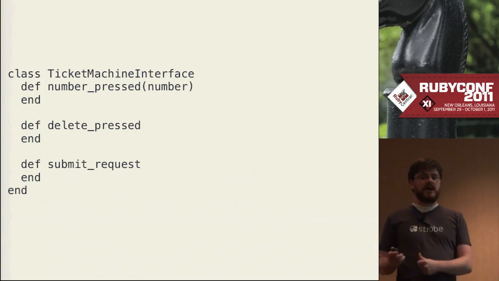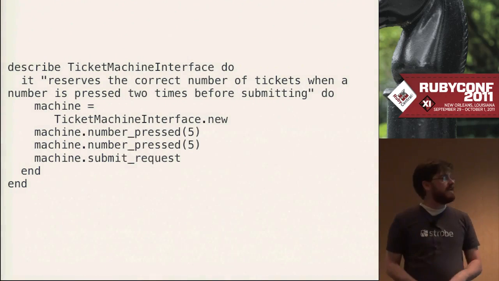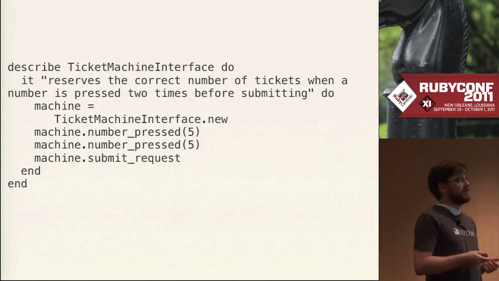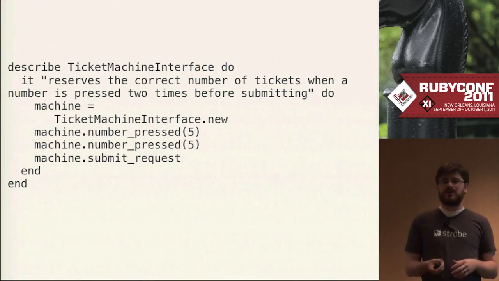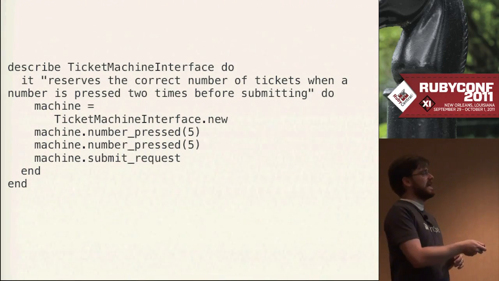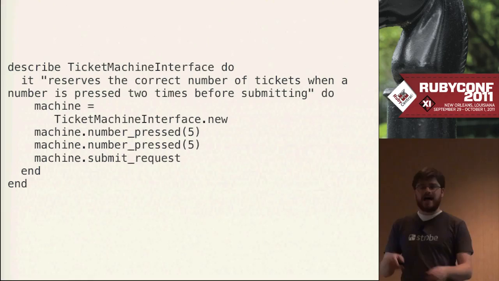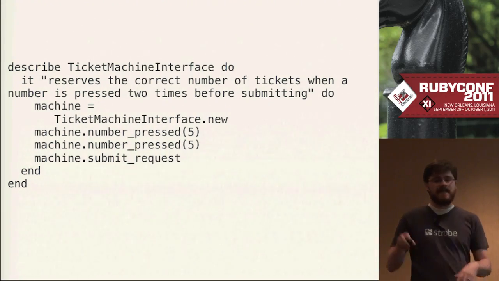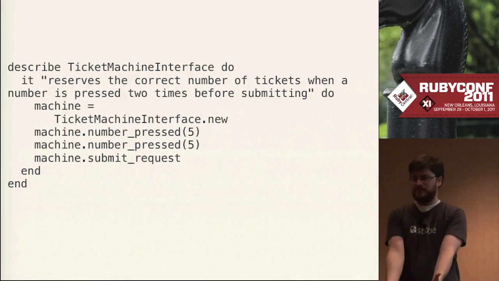Well, I'm going to come up with a scenario that is going to demonstrate the domain logic of this behavior. It reserves the correct number of tickets when a number is pressed 2 times before submitting. And I would say, okay, here's a scenario, kind of like what Jim was talking about earlier. Given a ticket machine interface, when I press 5 twice, which is machine number pressed 5 times, and then I submit the request, what would be the proper behavior?